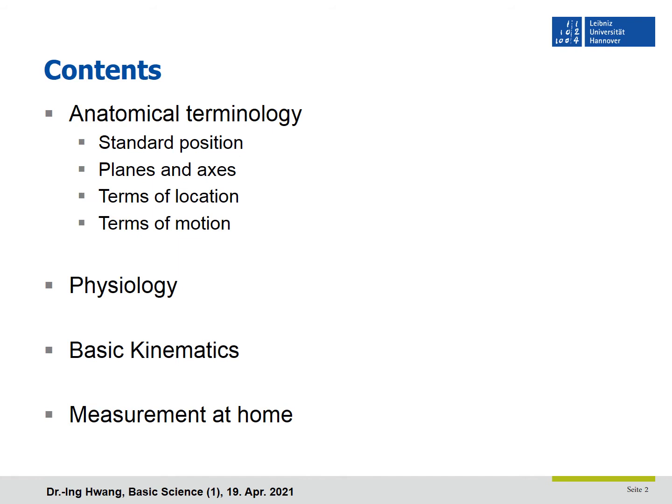Here are the contents. First, we need basic knowledge about anatomical terminology to describe our body posture and motion. Secondly, physiology. We will see how the muscles and nerves are working. Thirdly, basic kinematics. So we will know about how to describe motion in general. Finally, we will try to measure our own body at home.